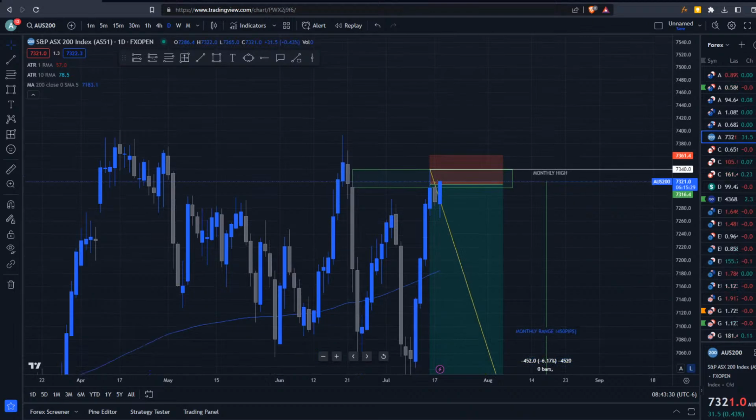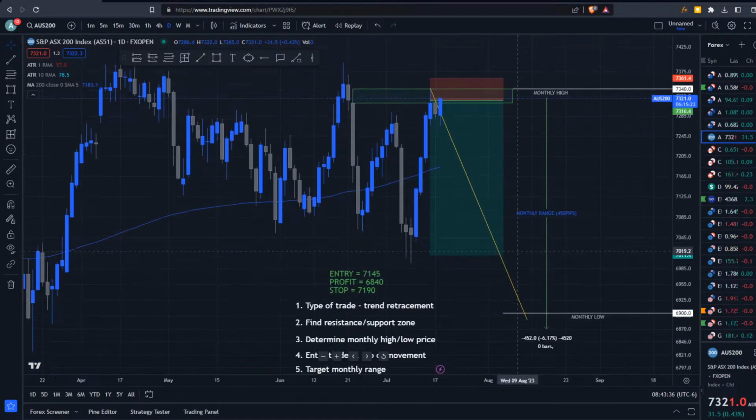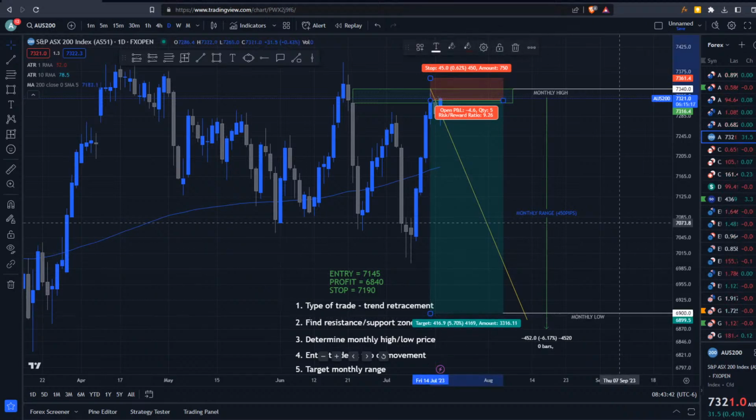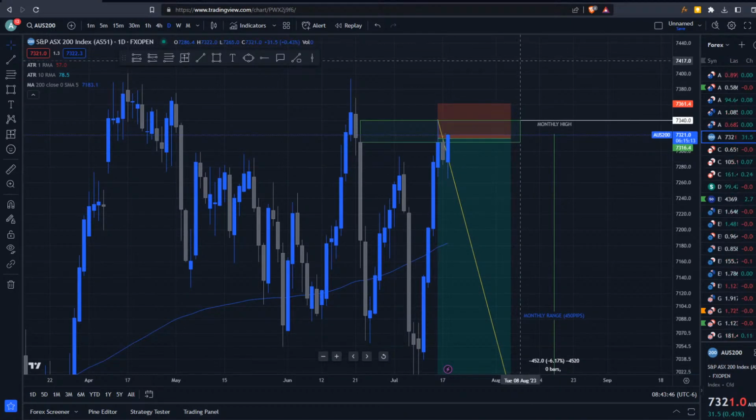But you could also just wait until there's more bearish momentum coming to the market, because right now there is not. So to be on the safe side, you could just wait and then ultimately target this monthly low, which could be a huge stretch, but could still be a good potential trade.